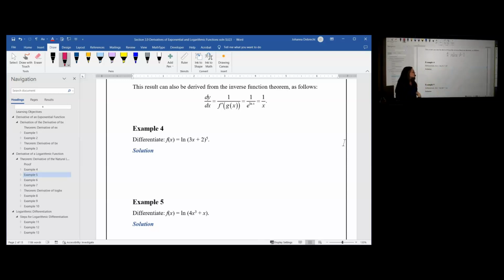Now we'll look at some examples. We'll work through a couple of these, and then I may let you work on some on your own. Let's take a look now at the natural log of 3x plus 2 raised to the 5th power. First, you'd raise it to the 5th power, and then you would take the natural log. So natural log is the outside function, and 3x plus 2 to the 5th is the inside function. It's actually nested 3 deep because 3x plus 2 is the innermost.